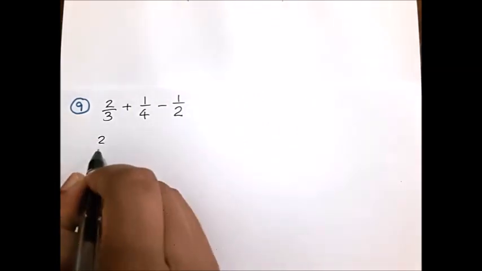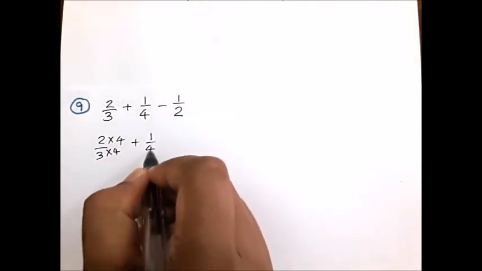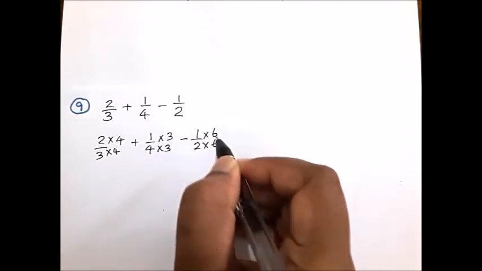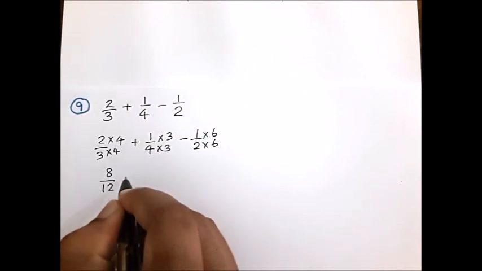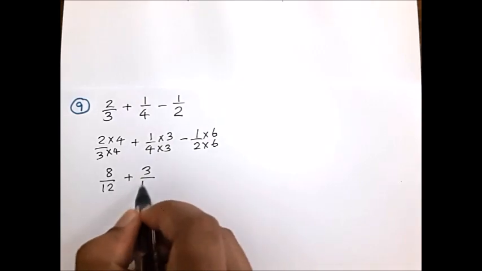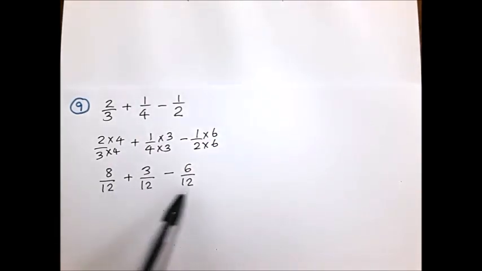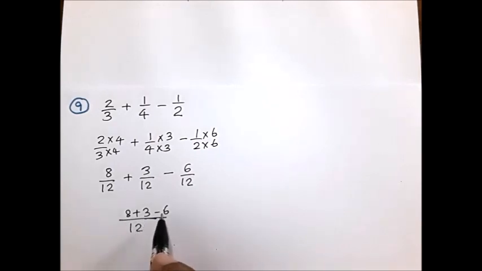First fraction, multiply both numerator and denominator by 4. Second one, multiply both numerator and denominator by 3. Third one, multiply both numerator and denominator by 6. Here 2 multiplied by 4, 8. 8 over 12. 1 multiplied by 3, 3. 3 over 12. 1 multiplied by 6, 6 over 12. Now you can see we obtain common denominator. It is 12. Now simplify the numerators. 8 plus 3 minus 6. 8 plus 3 it is 11. 11 minus 6, 5. 5 over 12.